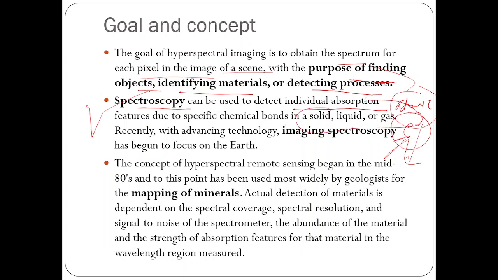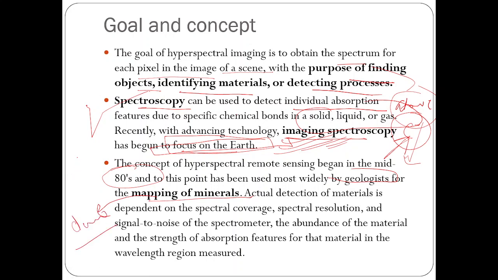When we focus on the earth, we call it imaging spectroscopy, because we are not dealing here with physics or chemistry, but we are definitely dealing with remote sensing. We will consider only the earth surface, and that's why we call it imaging spectroscopy rather than spectroscopy. Hyperspectral remote sensing, the concept came in the mid 80s, and it was widely used by geologists for mapping of minerals, as in rocky areas it was very easy to identify what kind of minerals and elements were present.